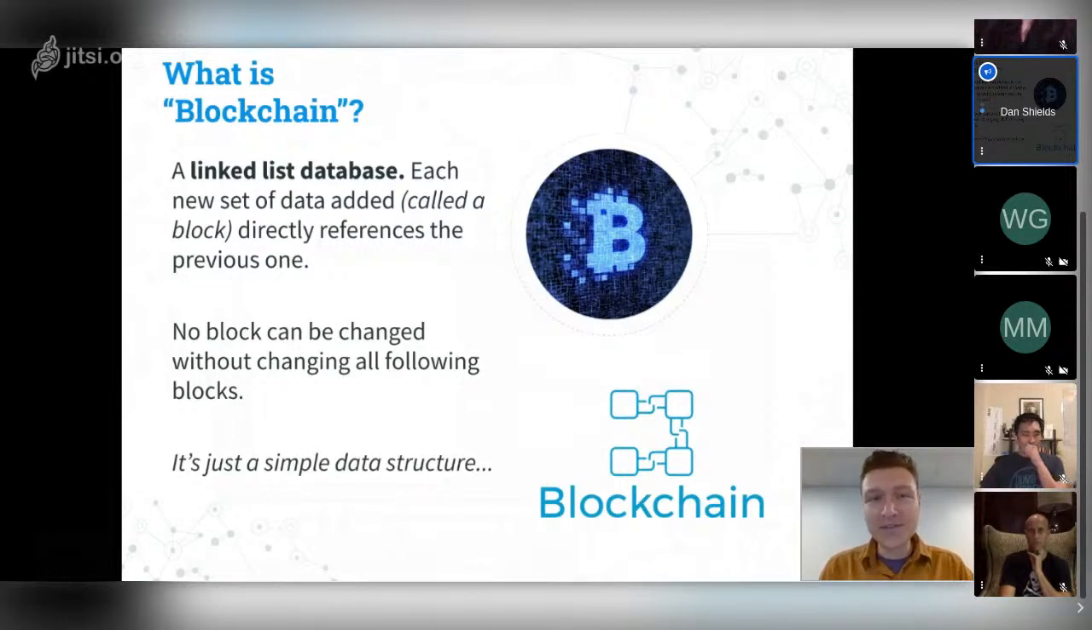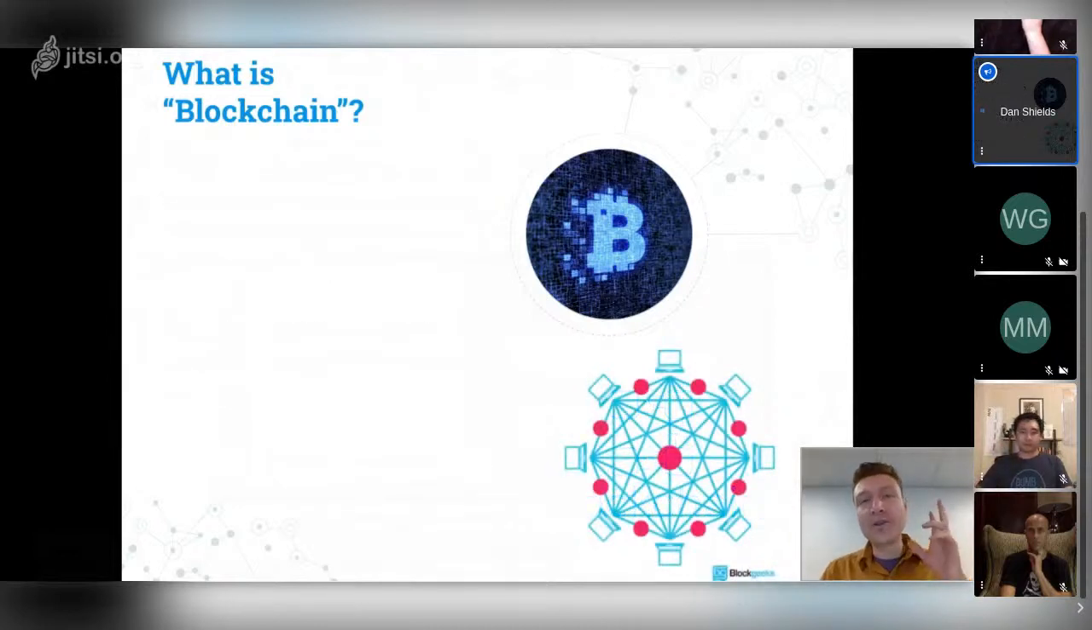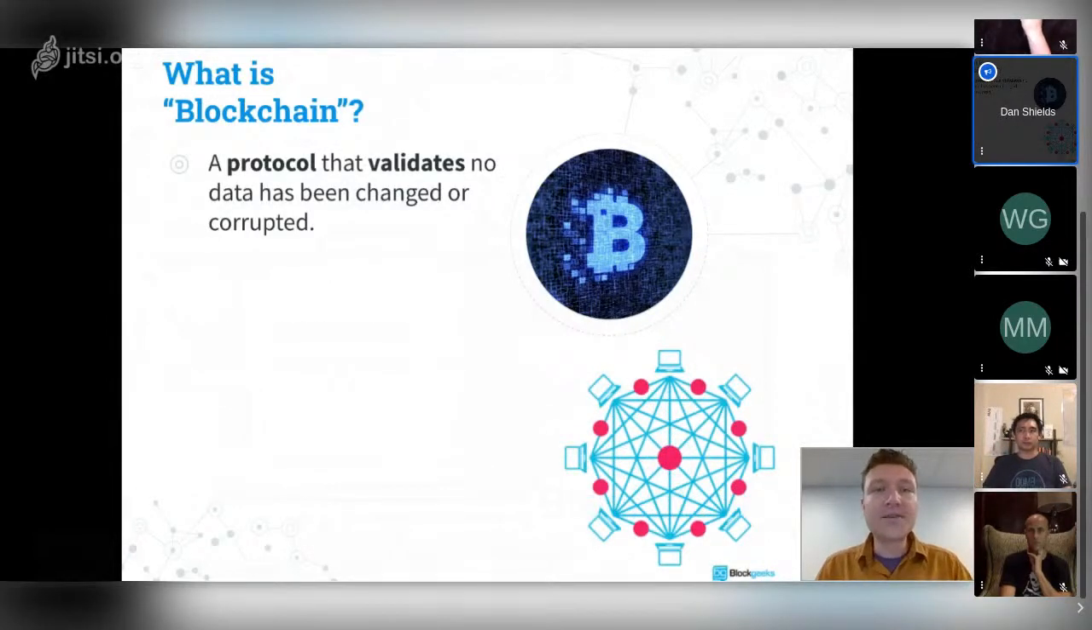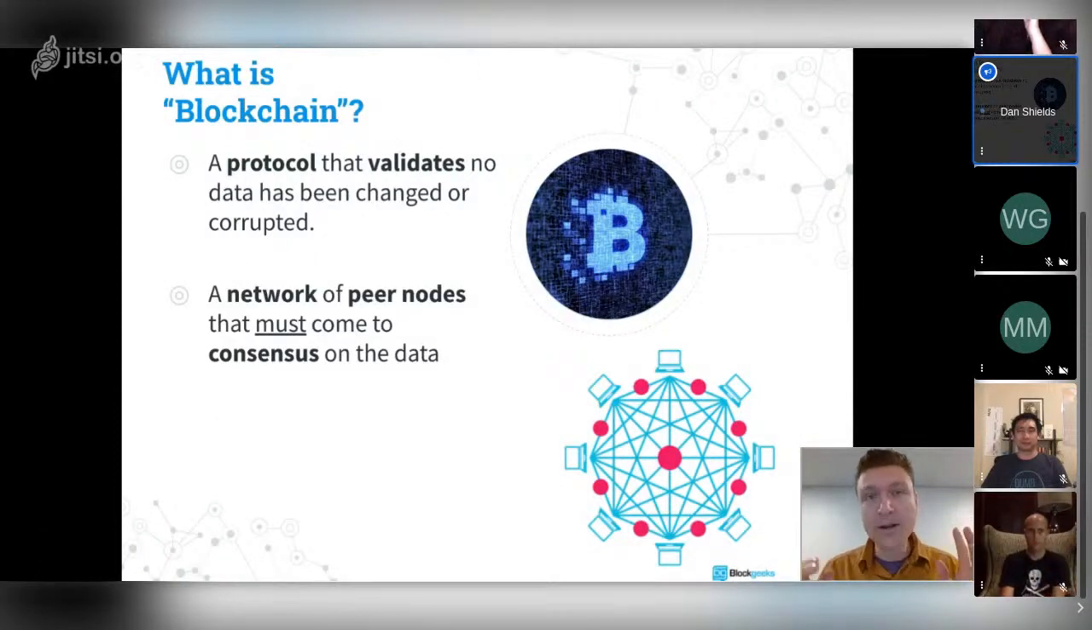But this is just a simple data structure. Why is everyone so excited about this technology? Well, it's more than just the database structure. It's a protocol that validates that no data has been changed or corrupted across many people who are holding this database on a network of peer nodes. These nodes, which are just computers out there in the wild somewhere, must come to consensus over this data, meaning everyone who runs a Bitcoin node or one of these cryptocurrency nodes must agree on the exact state of that blockchain at any given time.